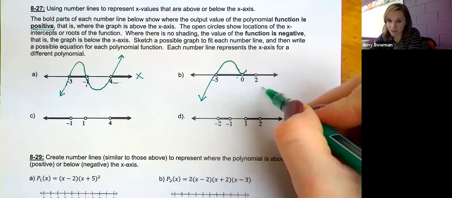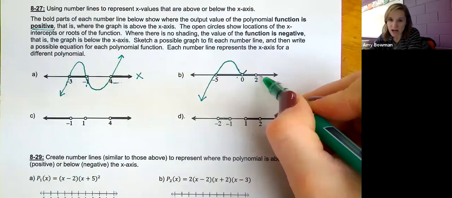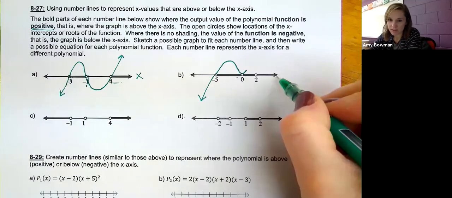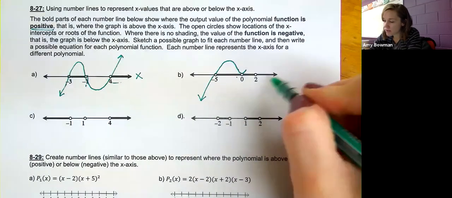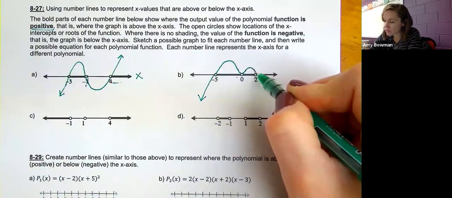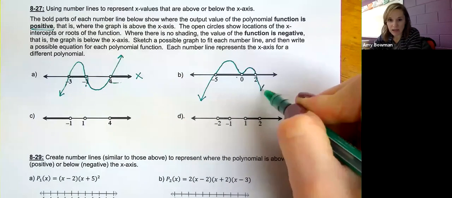So this piece right here is not meant to be bold. If you look really closely, it's not as bold as this, but more bold than this. So it's meant to be negative right there. So that means it's going to cross back through and remain negative.